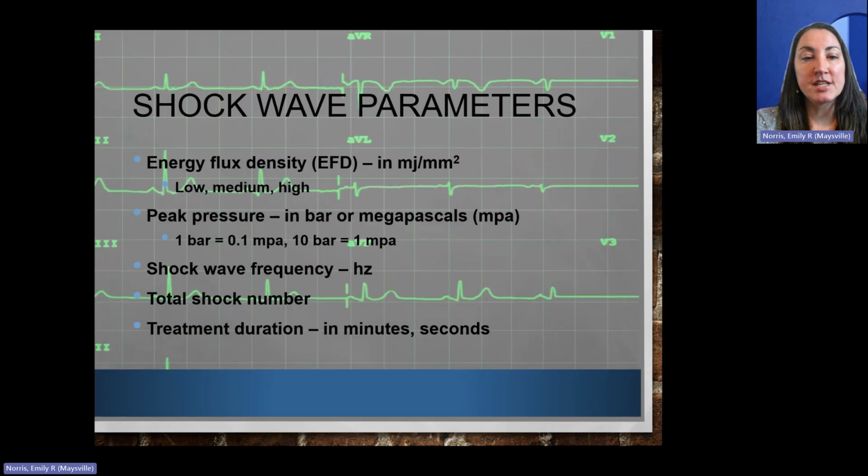Some of the parameters: the energy flux density or EFD is measured in millijoules per millimeter squared. It has a low, medium, and high frequency that you can choose. The peak pressure is measured in bar or megapascals, MPa. 1 bar equals 0.1 megapascal or 10 bar equals 1 megapascal. Shockwave frequency is measured in hertz, and then total shock number is also another parameter, and treatment duration, which is always in minutes or seconds.